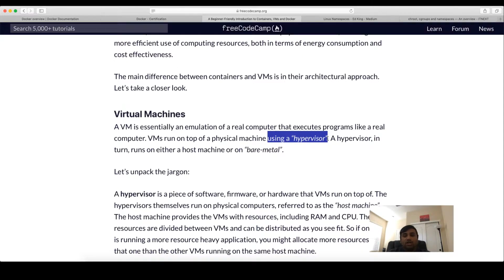On the other hand, if you take a look at the example of VMware, you could take a physical machine, and on top of that physical machine, you can go ahead and install your ESXi as an operating system, which in fact also acts as a hypervisor. And on top of that hypervisor, you can go ahead and start creating your VMs.